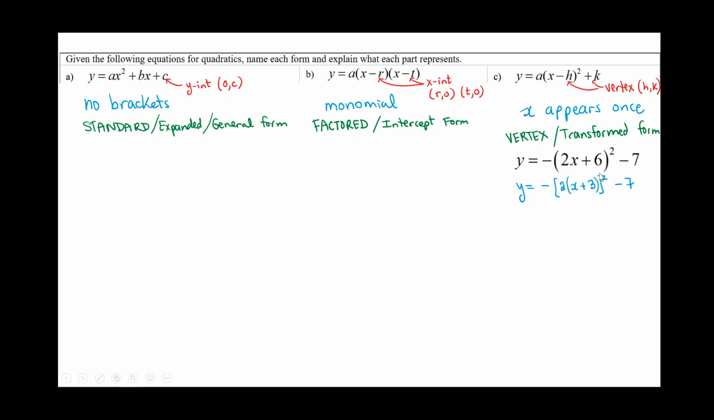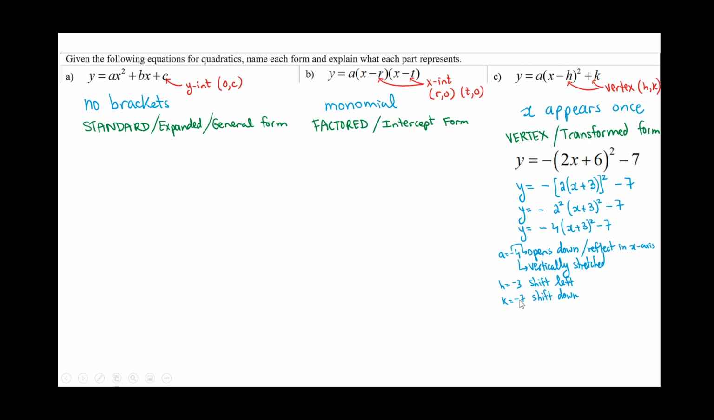But then this square on the outside can be distributed to each of the factors. So it's going to be 2 squared and then this bracket with a square. So this could be rewritten in this format, which matches more easily to the format provided on the top. And then we can say a is -4, h is -3. So notice the positive in the bracket becomes negative, and the k is -7. So what does a do? If there's any negative, it tells you that it got reflected in the x-axis. If you ignore the negative and the number is bigger than 1, you would say it's stretching. And then because h is negative, you would say shifting left, and k is negative, so you say shift down.